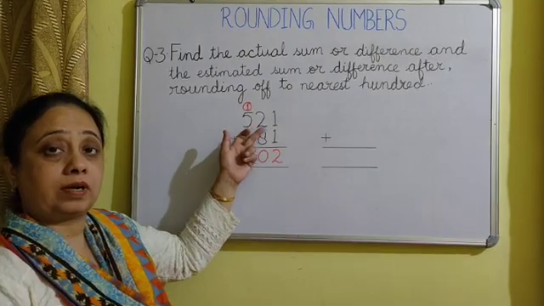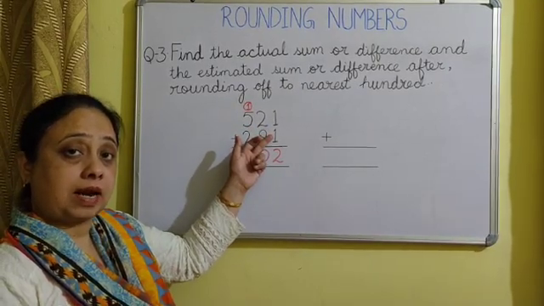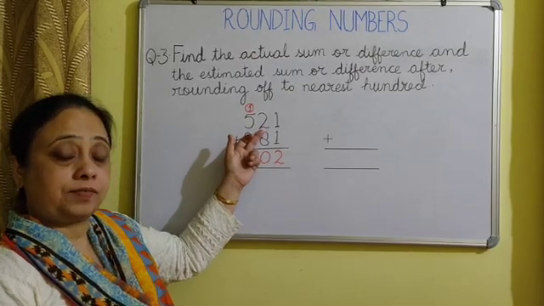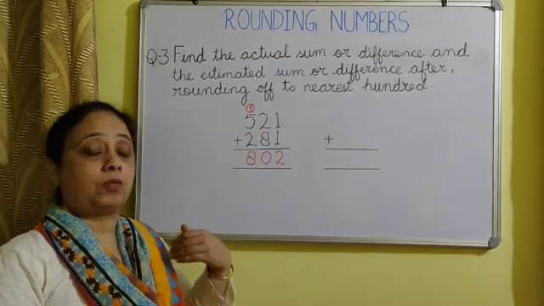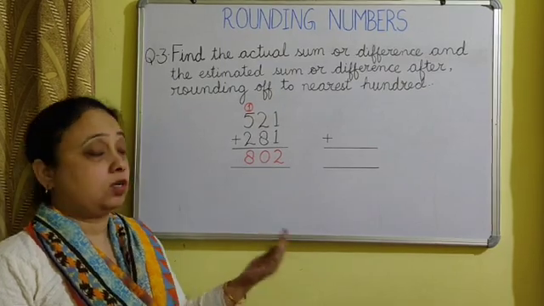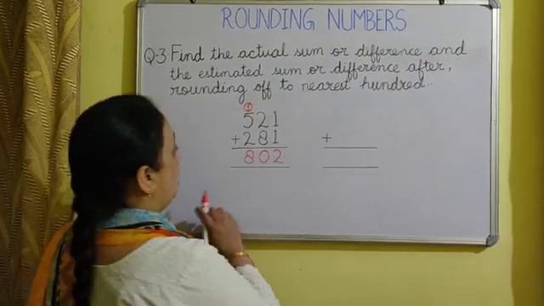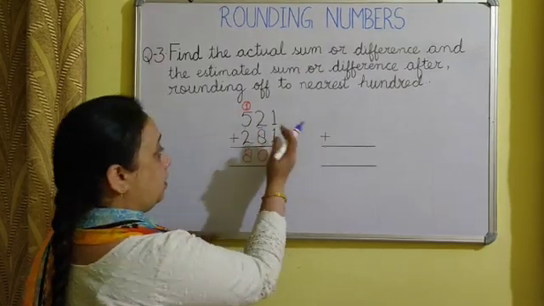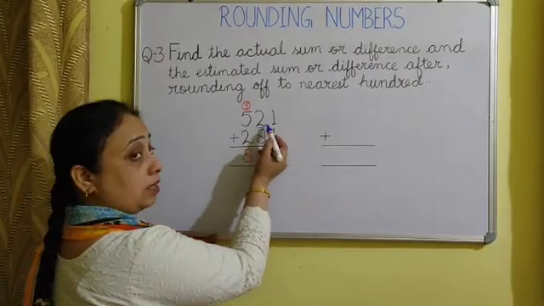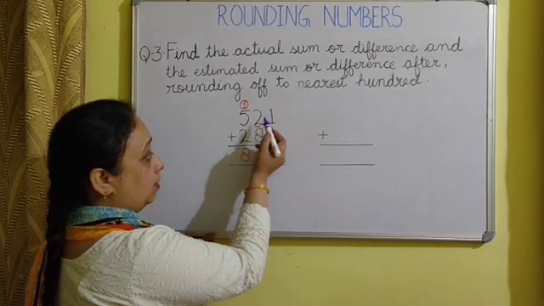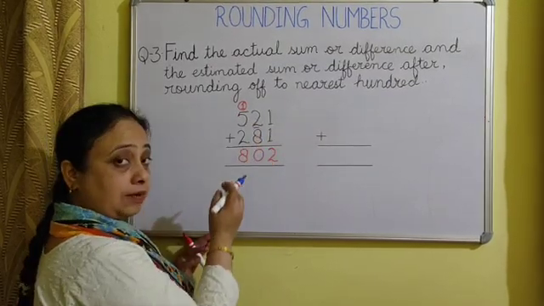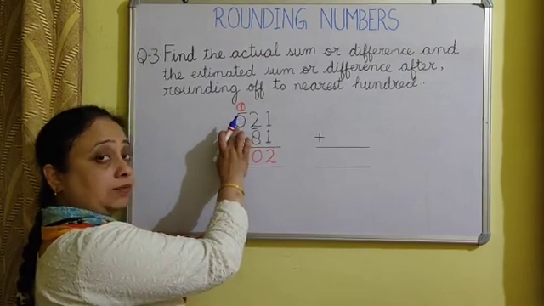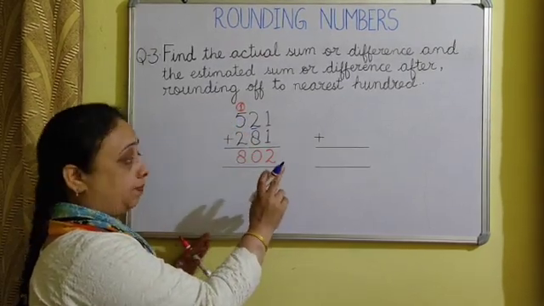We have to look to the right, that is the next door here, that is the tens place. So we find the tens place here, whether it is more than 4 or less than 4. Here we have 2 in the tens place. So to round off to the nearest 100, we look to the right, that is the tens place here. The tens place is less than 4. So this digit at the hundreds place will remain the same.